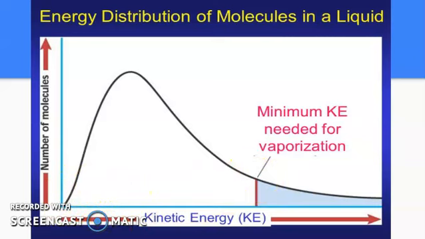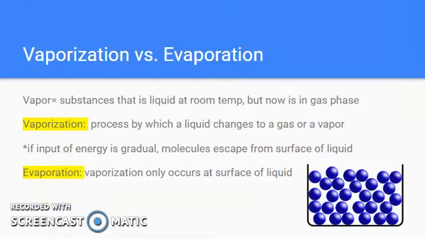It has to absorb more energy in order to evaporate or vaporize. So in this video, I've been doing a lot of versus, like one versus another, but there is a difference between evaporation and vaporization. Vapor, if you recall, is the substance that is liquid at room temperature, but in the current phase it is right now, it's in the gas phase. So vaporization is the process by which a liquid changes to a gas or a vapor.